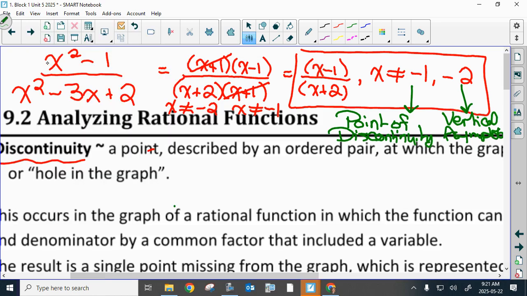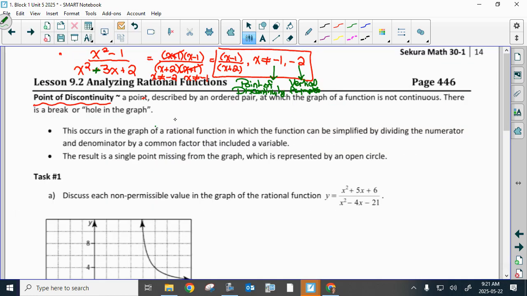Was it negative? Let's make it. Okay. There. Okay. So what we're going to do now is, a point of discontinuity describes an ordered pair. It's not just an x value. So grade 11, it was just an x value NPV. Grade 12, it's actually an ordered pair that's going to be a hole in the graph. And it causes a break in the graph.